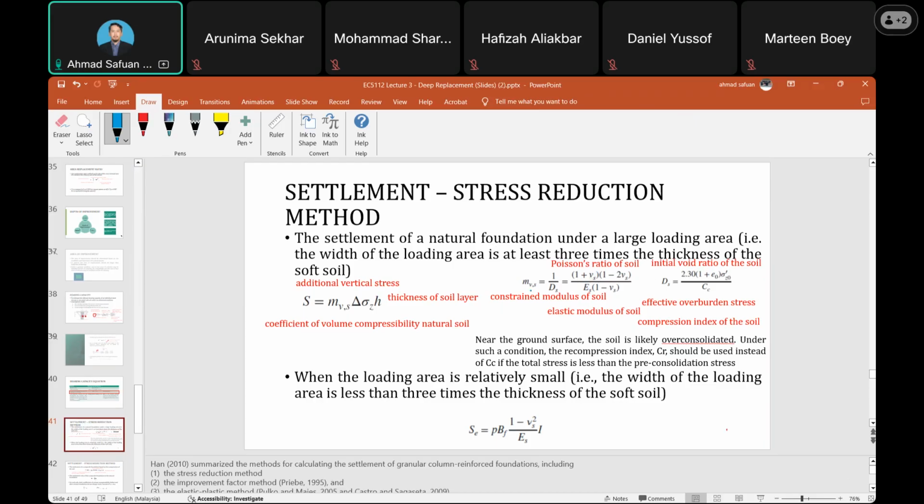the MV. Or if you are given the void ratio, effective stress, which is the unit weight times height or thickness, and CC, which is the compression index, we also can get the MV, which is the inverse of DS. Near the ground surface, the soil is slightly over-consolidated. Under such a condition, the recompression index should be used instead of CC if the total settlement is less than the pre-consolidation stress.